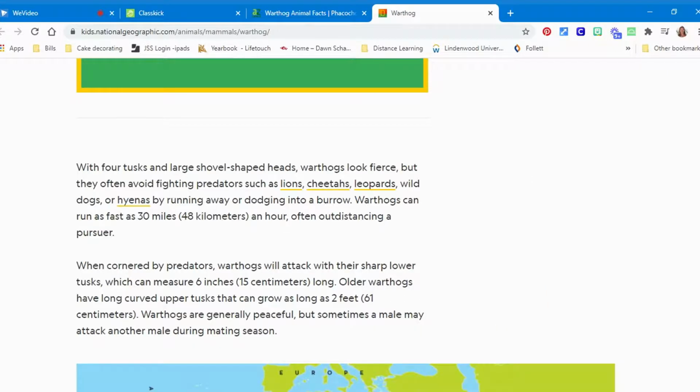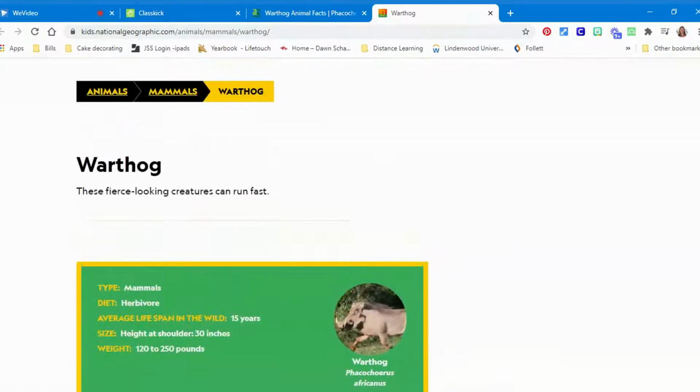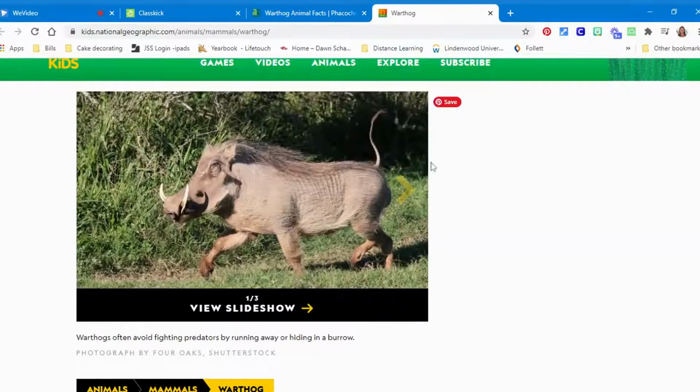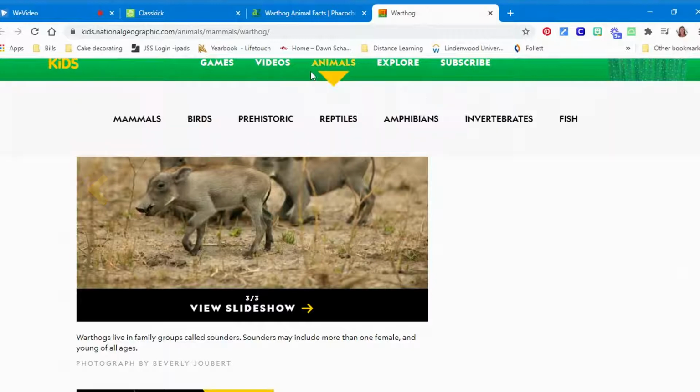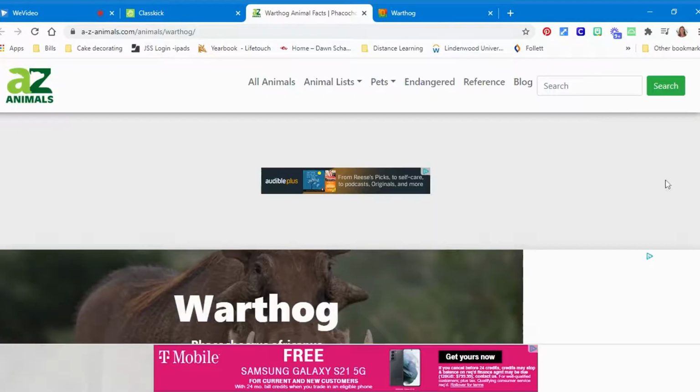But then when I come back over here, it's talking about how fast they run and when they're cornered. Those things don't really tell me much about what they look like. I can come up here to the pictures and I can see what they look like. They are kind of brown in color and they're kind of skinny looking, but I want more descriptives. So that's going to lead me to A to Z.